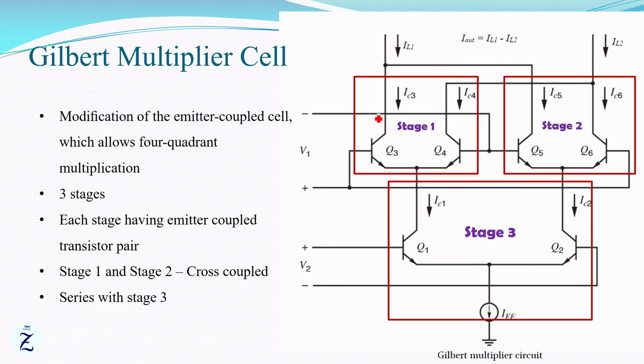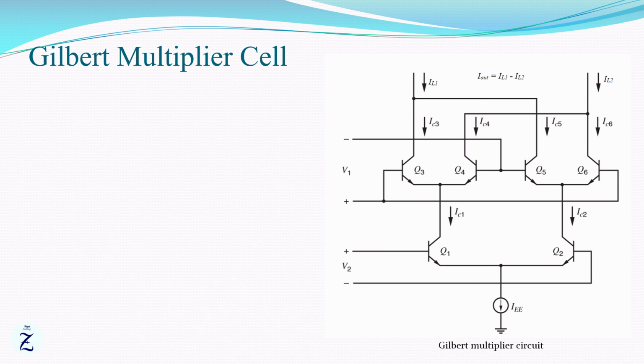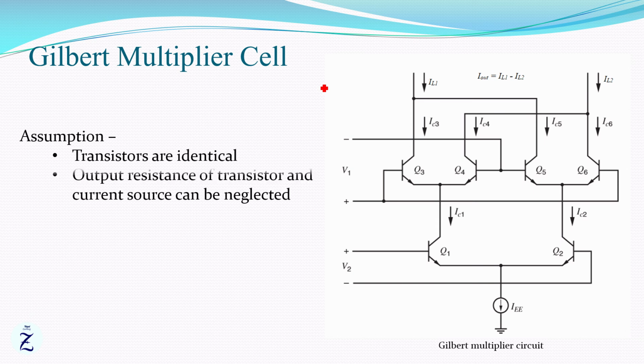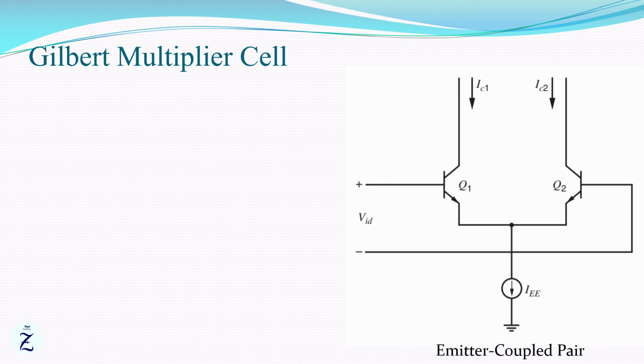Let us move on to the analysis of the circuit. Here we assume that all the transistors are identical and the output resistance of the transistors and the biasing current source can be neglected, and the base currents also can be neglected. As we have seen earlier, the collector currents for an emitter coupled pair are IC1 is equal to IEE divided by 1 plus e raised to minus VID divided by Vt, and IC2 is equal to IEE divided by 1 plus e raised to VID divided by VT.